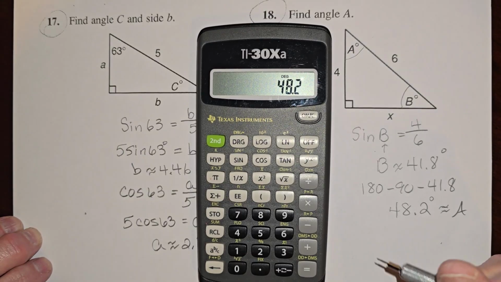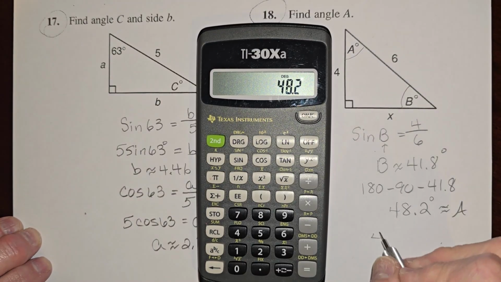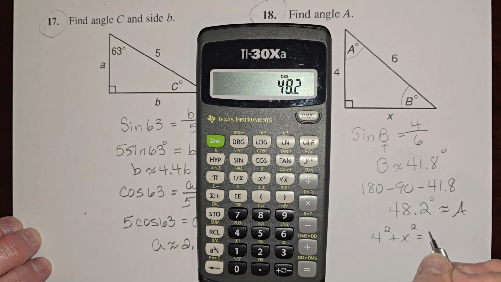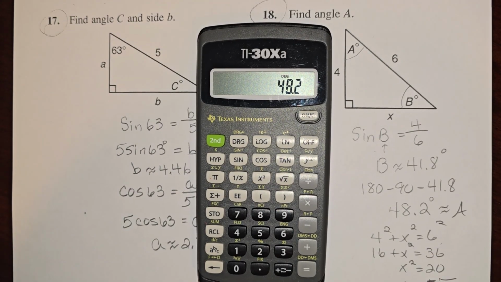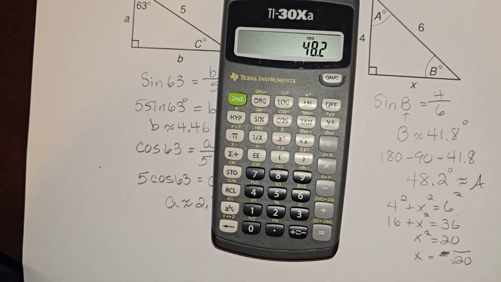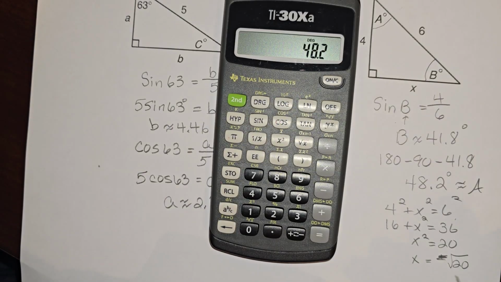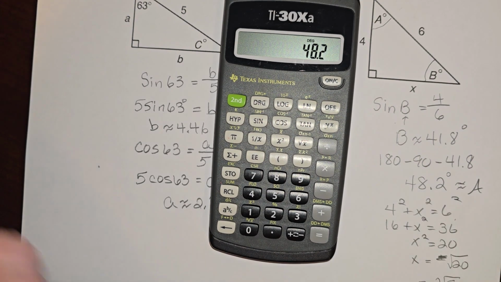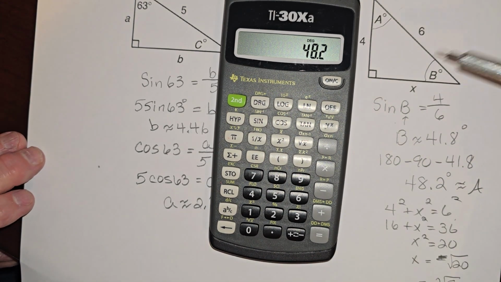So the Pythagorean theorem is better to use to find x because 4 squared plus x squared is equal to 6 squared. And so 16 plus x squared is equal to 36. x squared is equal to 20. So x is not going to be plus or minus, it's going to be the square root of 20. And there's a 4 in there, so that's going to be 2 square root of 5. So yeah, that would be the way to find x.